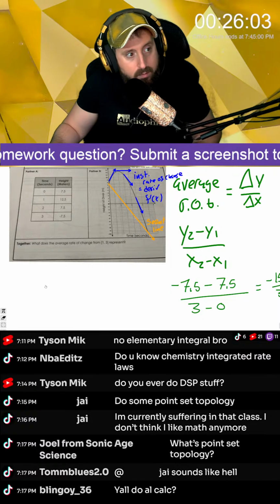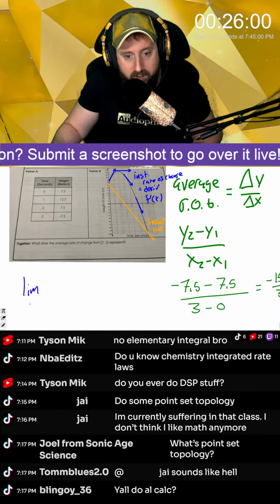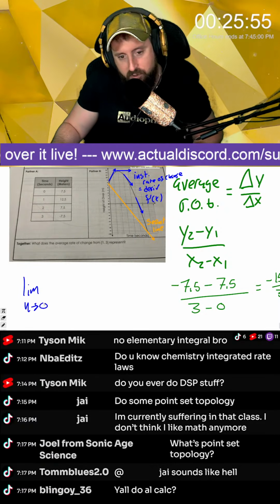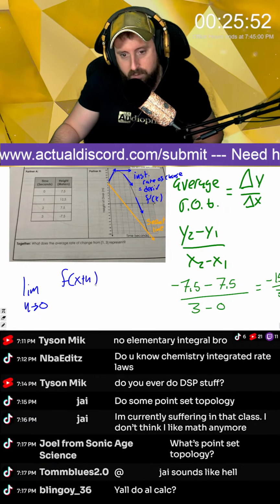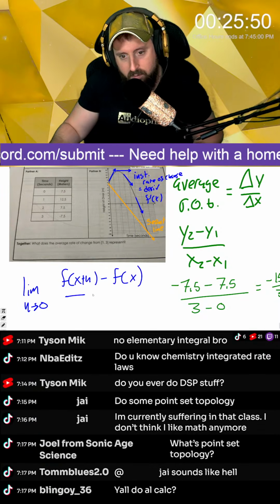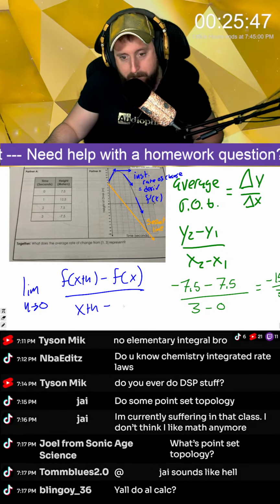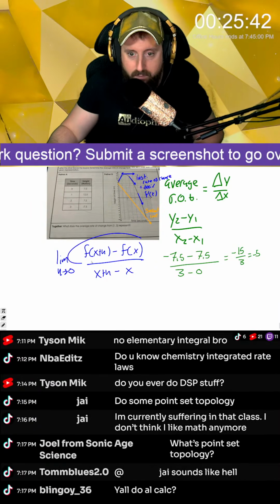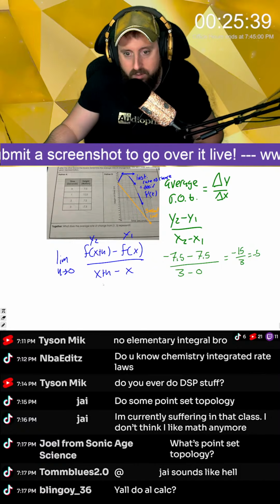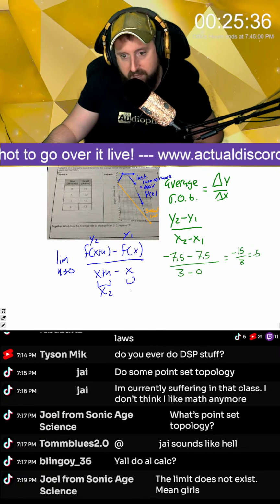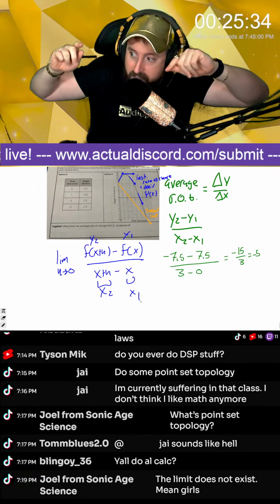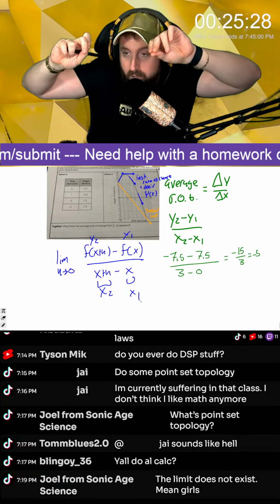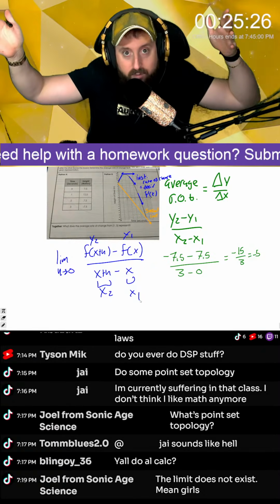I'm sure you may have seen it. Have you seen, for instance, the limit as h approaches 0 of f of x plus h minus f of x, over x plus h minus x? This is the definition of a derivative. Because this right here is like y2, this is y1, this is x2, this is x1. And you're just taking the limit as those 2 points get really, really close to each other. And then that becomes the derivative.